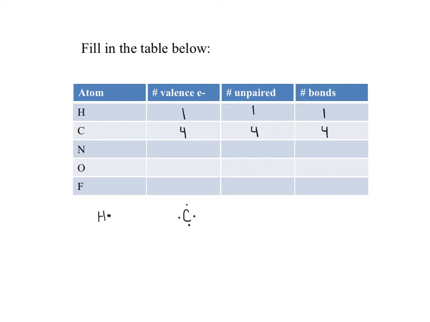So at this point, pause the video and work out the number of valence electrons, unpaired electrons, and number of bonds for nitrogen, oxygen, and fluorine. After you've done that, you can start the video up again, and we'll go through what those should be.